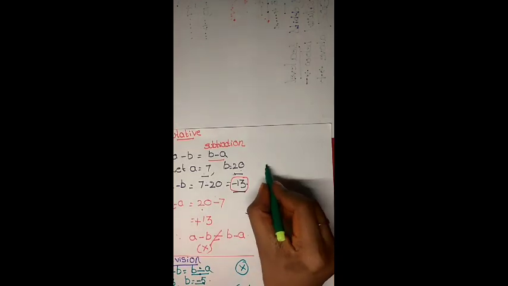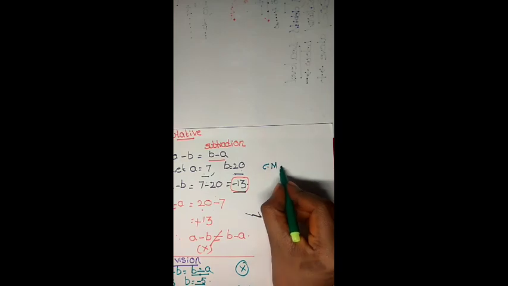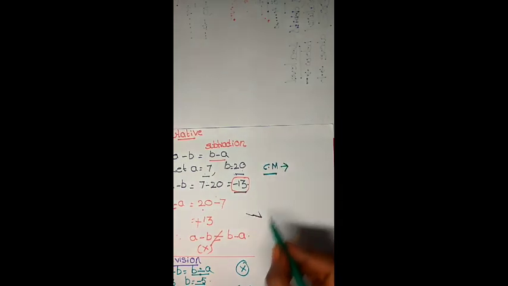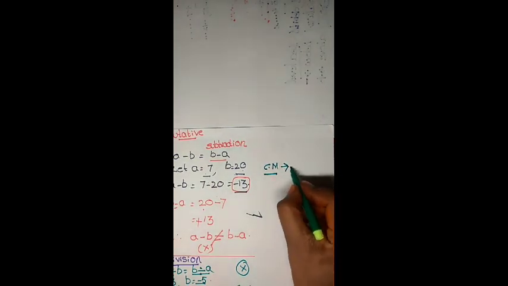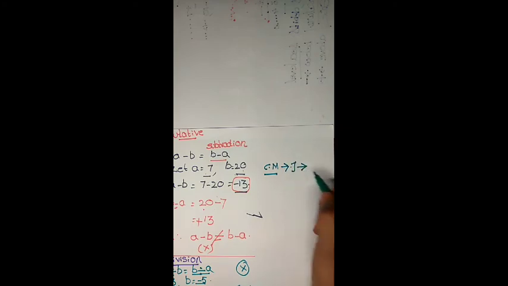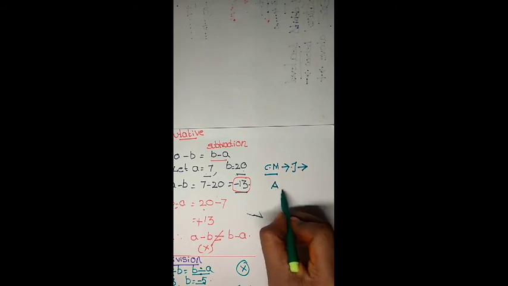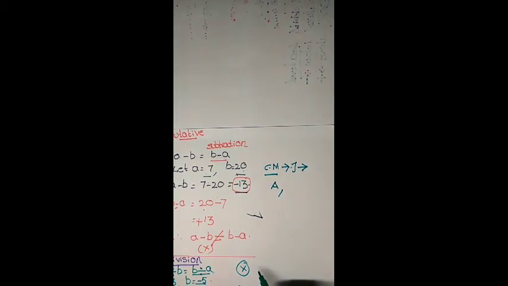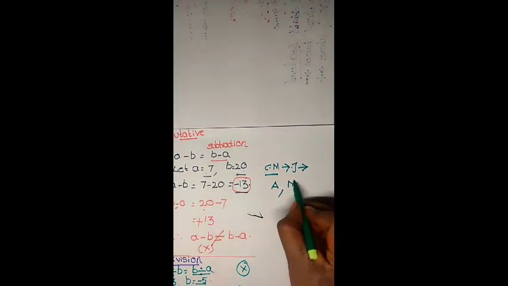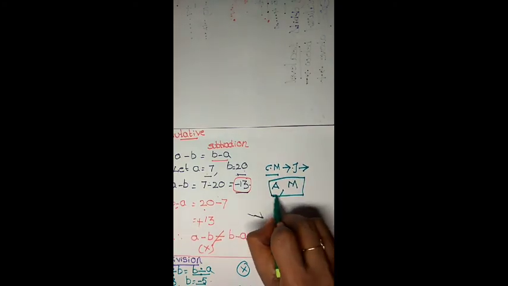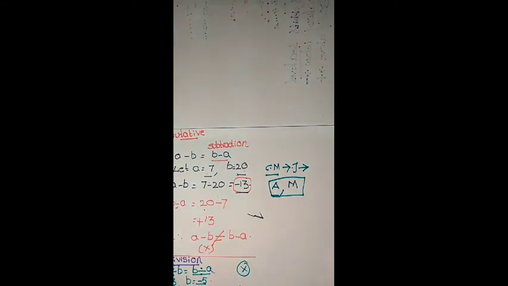Now let us check which properties are satisfied. In the commutative property of integers, addition is satisfied. Next, multiplication is satisfied. And next, there are no others. That means subtraction and division are not satisfied.